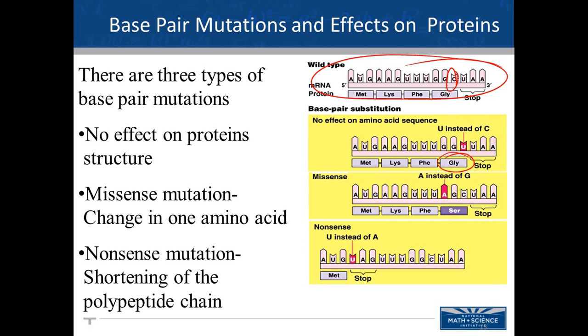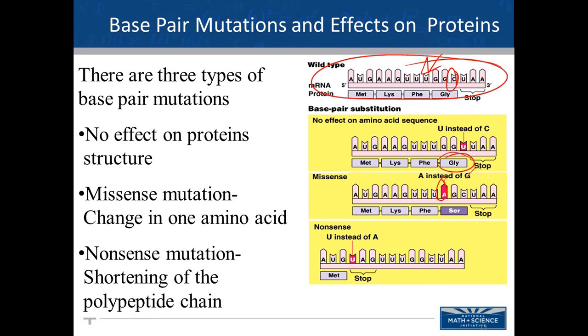Alright, so now let's suppose that now at this position, instead of a G, we have an A. So instead of being GGC, it is now AGC, and that does make a difference.